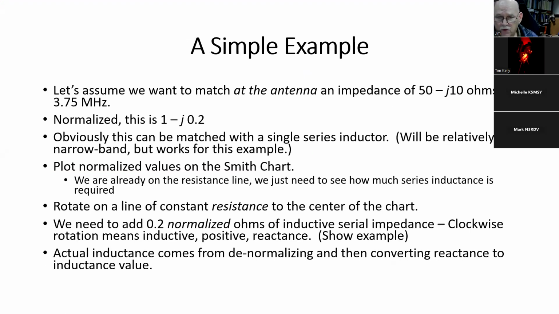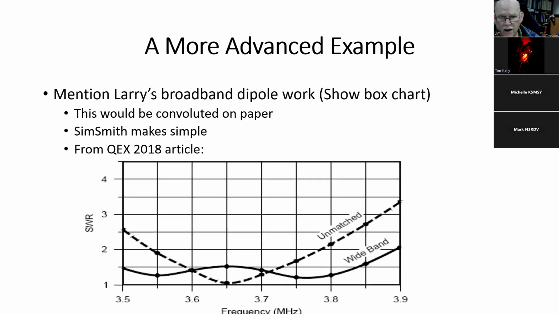Now, Larry and I have talked about a more challenging example, and that's this one where we've got a single dipole antenna. That's a simple example, sorry. We've got a single dipole antenna that we would like to broadband across 80 meters. The entire band. This is what you get with a dipole cut for 3650. This is what you get if you broadband it with a certain technique.